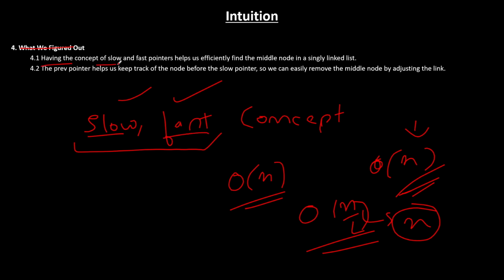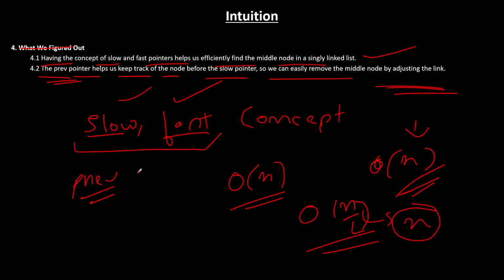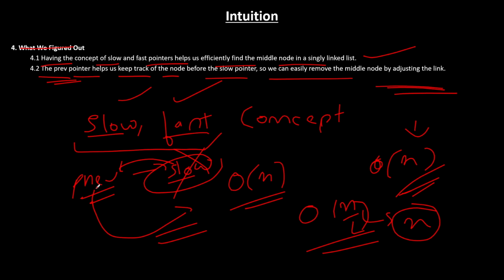So first, we should know the concept of slow pointer and fast pointer. Having that concept helps us efficiently find the middle node, as I showed you right now. The previous pointer, we should just keep in mind, helps us keep track of the node before the slow pointer, so we can easily remove the middle node by adjusting the link. In many linked list questions, you will find a previous pointer used with the slow pointer most of the time, because we have to keep track of the previous node before slow, so that if slow is removed, you can connect previous with the next node. In that case, the previous pointer comes in handy.